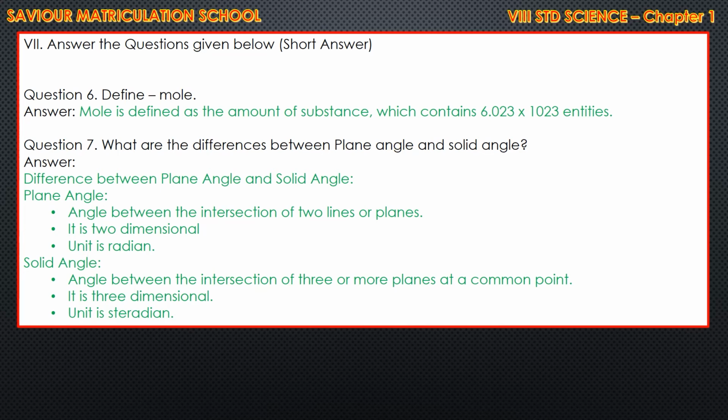What are the differences between the plane angle and a solid angle? First you have to write all the points under plane angle, then you have to go for solid. Differences between plane angle and solid angle. Plane angle: first point is angle between the intersection of 2 lines or planes. Second, it is 2-dimensional. Third, unit is radian. In the opposite column or next to that you have to write: angle between the intersection of 3 or more planes at a common point. It is 3-dimensional. Unit is steradian.